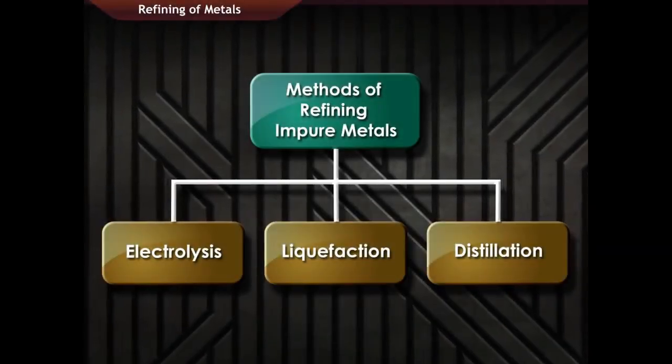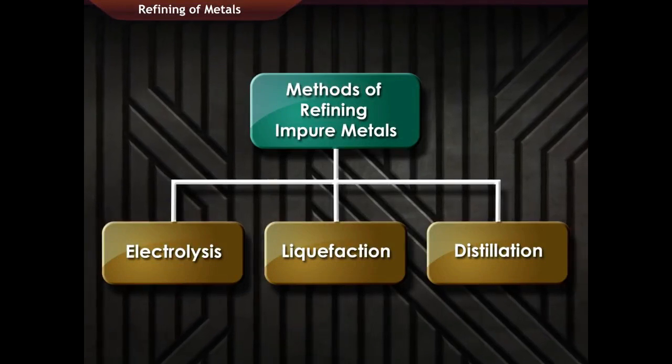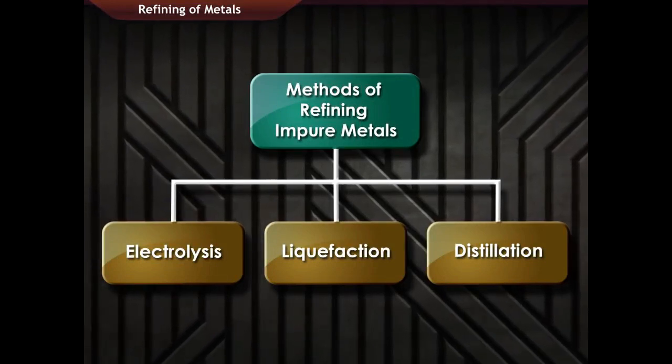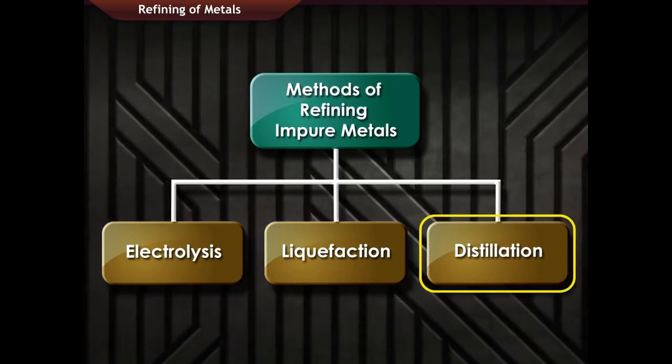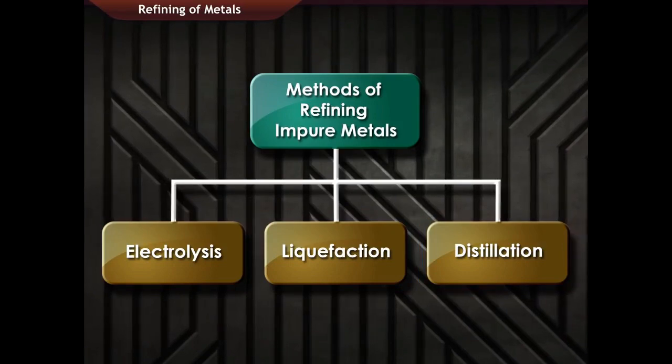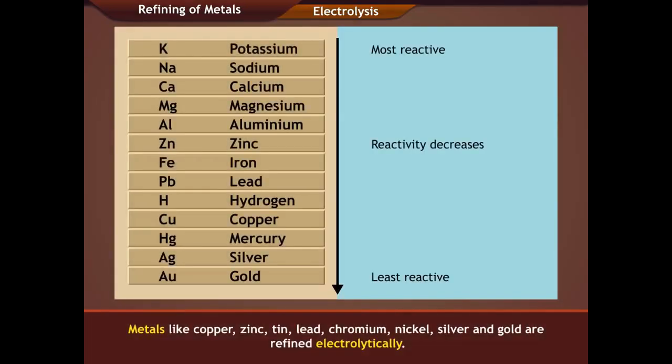The metals produced by reduction still contain impurities. Further refining of metals can be done by electrolysis, liquefaction and distillation. Metals like copper, zinc, tin, lead, chromium, nickel, silver and gold are refined electrolytically.